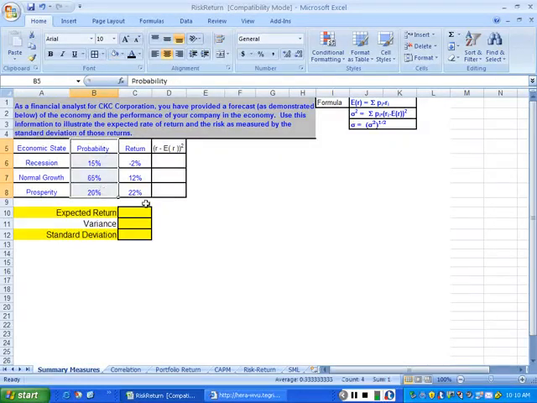Now, the likelihood of each of those scenarios is given here. So we expect normal growth 65% of the time, recession 15%, and prosperity 20% of the time. In each of those cases for your company, these are the rates of return that you would anticipate seeing: a drop of 2% in recession, an average return of 12%, and 22% in the case of prosperity.